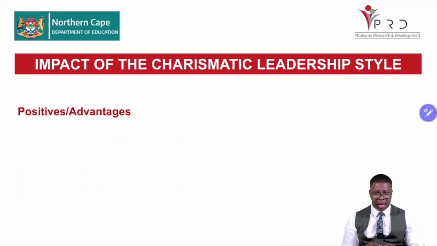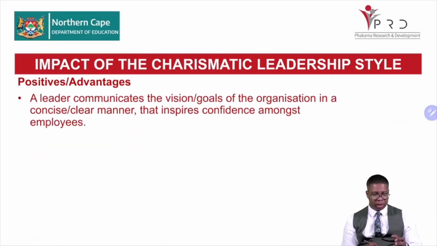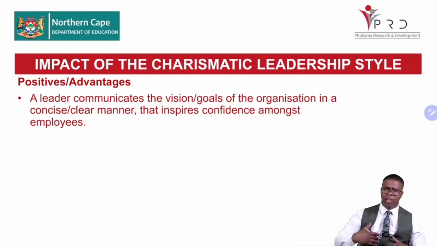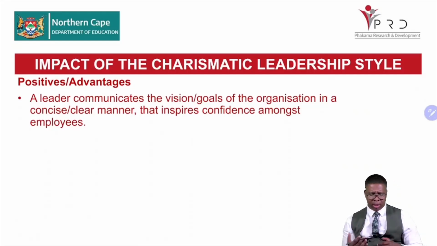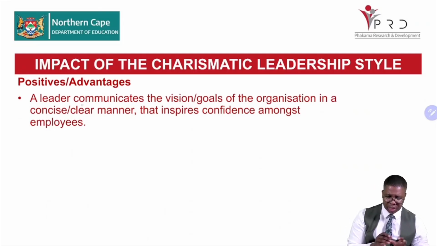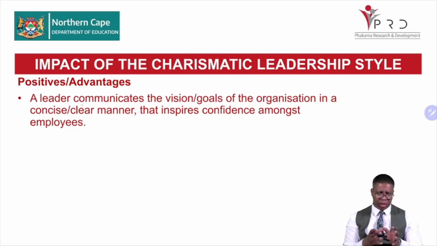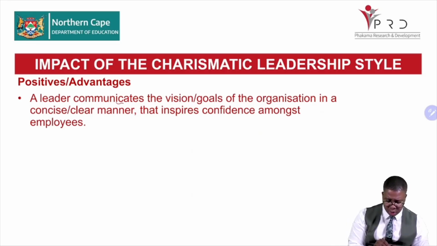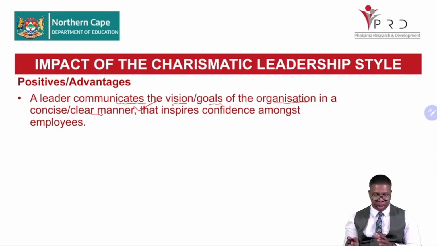Let us look into charismatic leadership style. What are the positives there? We said this is a leader that uses charm. So the charm is their skills, their ability to communicate, their ability to sell the vision, their ability to make everyone feel that they can do it and they can achieve it. So this leadership style will bring these positives. A leader will communicate the vision or goals of the organization in a concise and clear manner. So everyone will understand what is to be achieved.